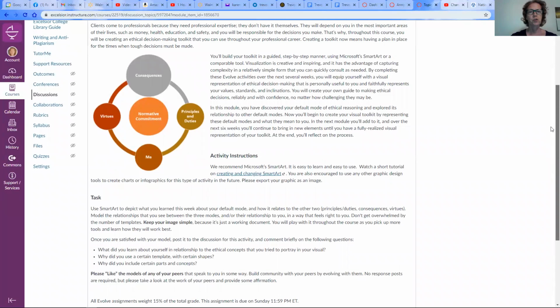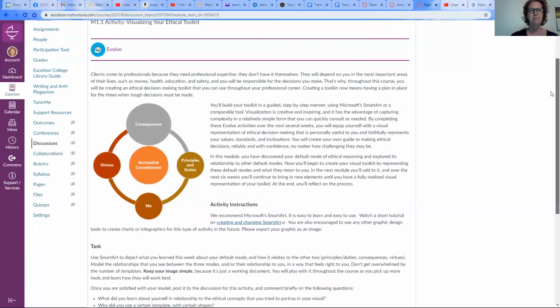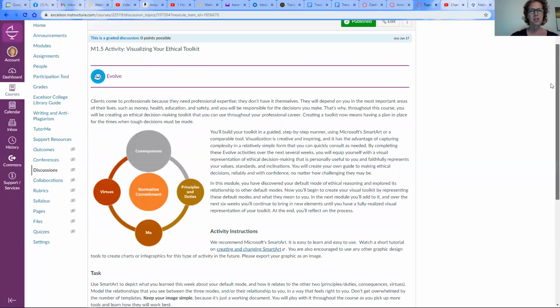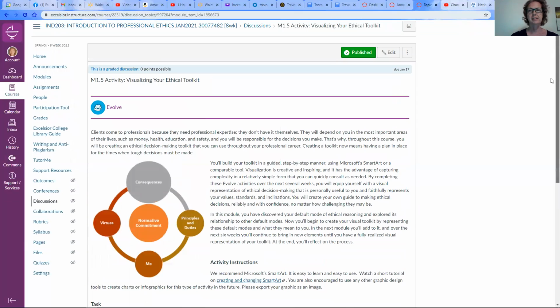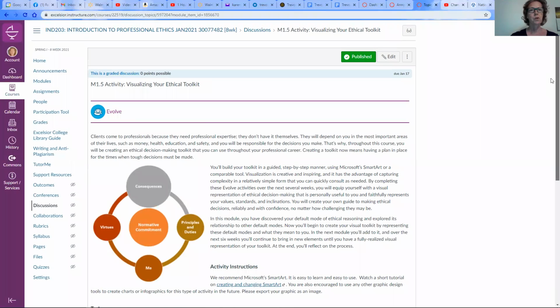Overall, students have really enjoyed this piece of the class and found it to be exceptionally helpful in learning about ethics, ethical theory, and how their own ethics have played out in their lives, in their relationships, in their professional career. And I'll be commenting on these discussions occasionally. I'll jump in and make some comments and take a look at your SmartArt. And then you'll find feedback, of course, in the gradebook for all of your work.